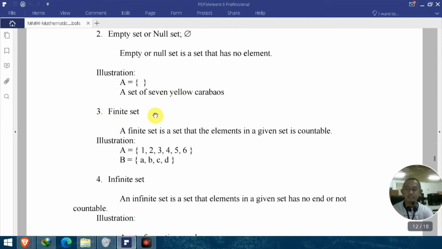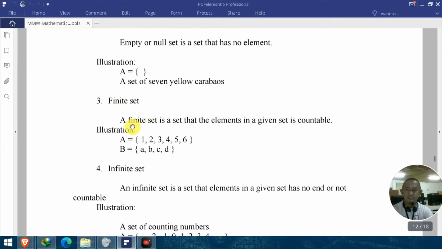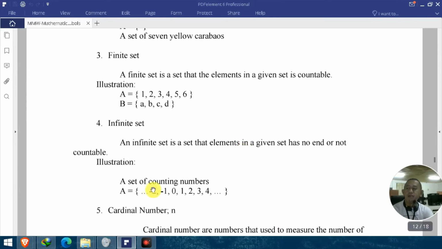And then we have the finite set. A finite set has elements that are countable. So you can count them. So we have set A that has elements 1, 2, 3, 4, 5, 6. Set B has elements A, B, C, and D. An infinite set has elements that are not countable. So infinite siya, with the ellipses.